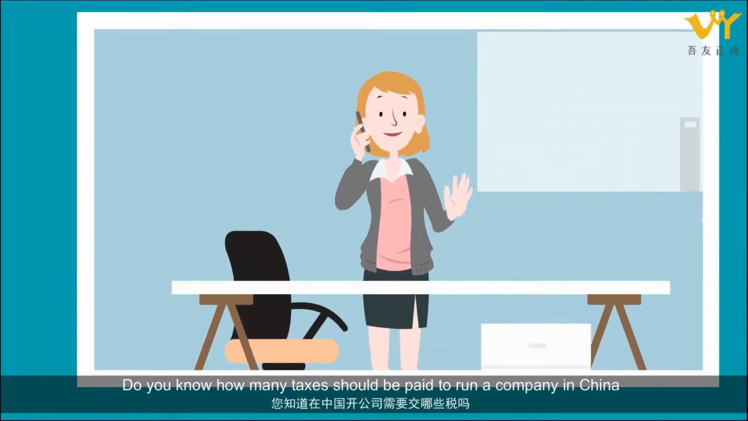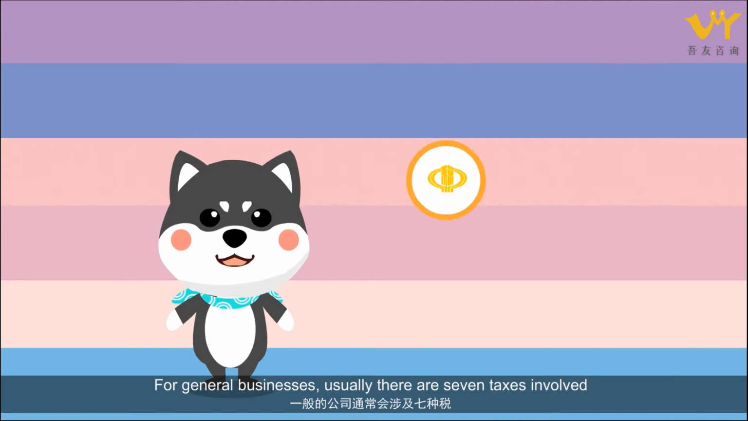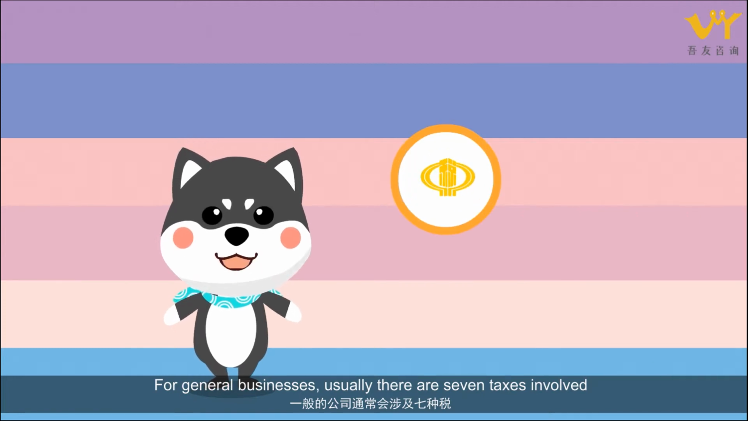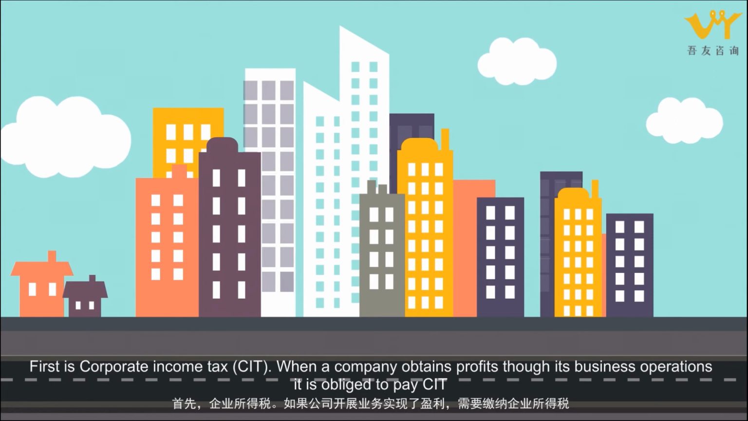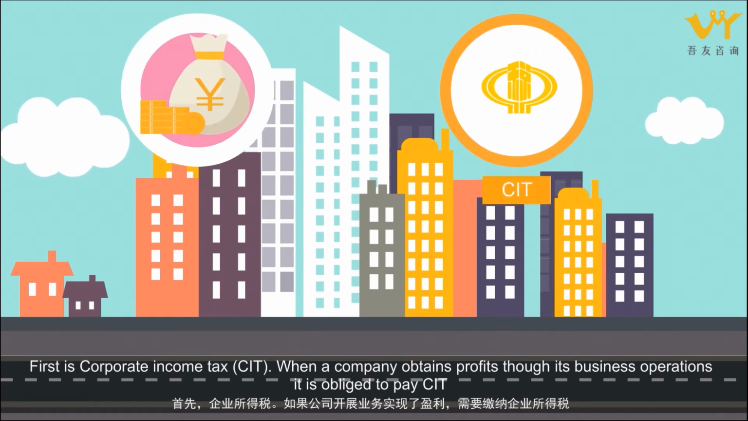Do you know how many taxes should be paid to run a company in China? For general businesses, usually there are 7 taxes involved. First is corporate income tax, CIT. When a company obtains profits through its business operations, it is obliged to pay CIT.